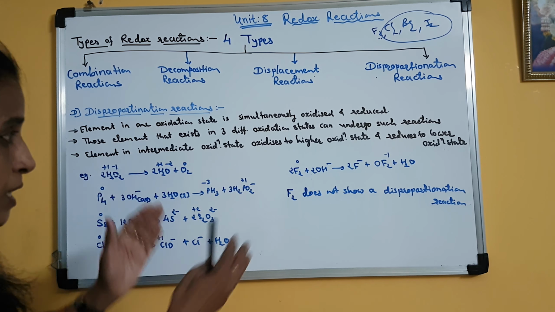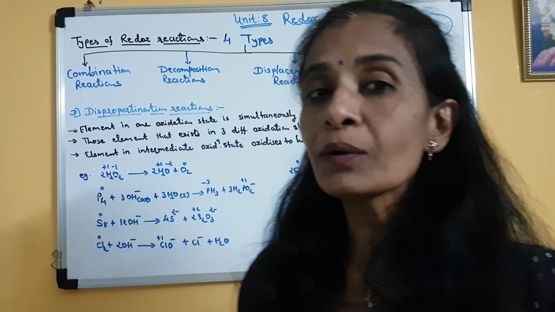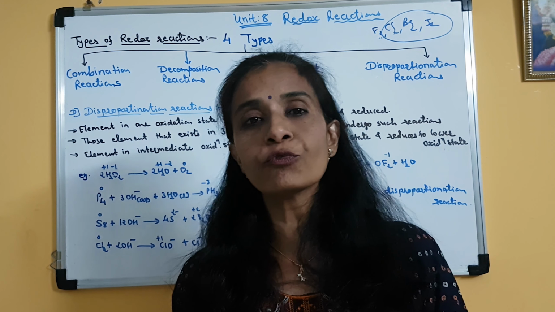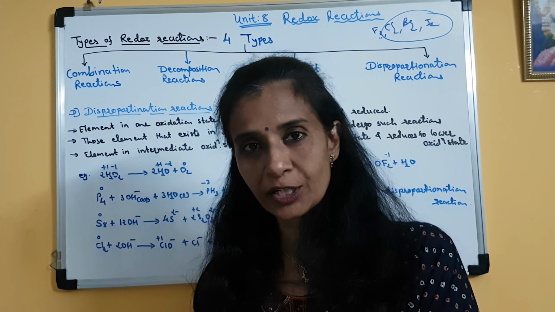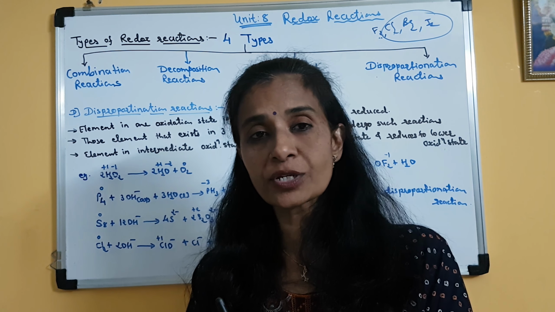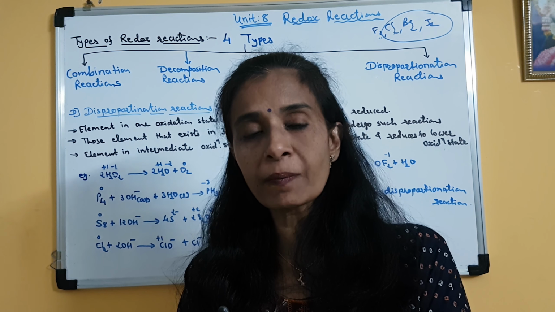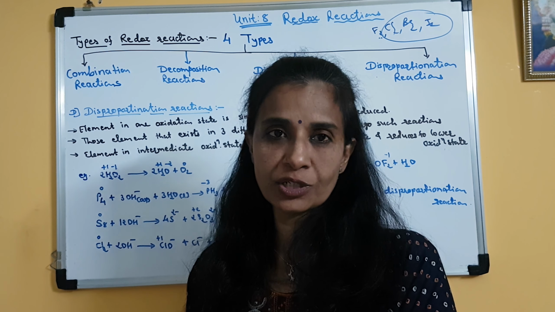Clear? So with this, all the 4 types of redox reactions we have completed. Now in the next video we will go for balancing of redox reactions. In that we will discuss how to balance a given redox reaction either in acidic or basic medium by the oxidation number method or by the half reaction method.